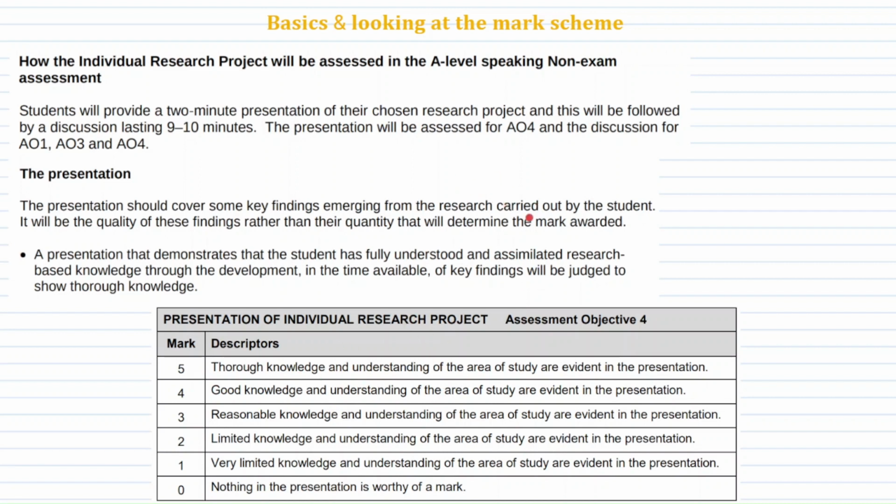The mark scheme says the presentation should cover some key findings emerging from the research carried out by the student, and it will be the quality of these findings rather than their quantity that will determine the mark awarded. A presentation that demonstrates that the student has fully understood and assimilated research-based knowledge through the development, in the time available, of key findings will be judged to show thorough knowledge.